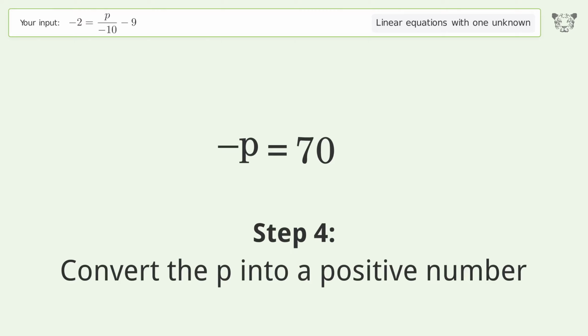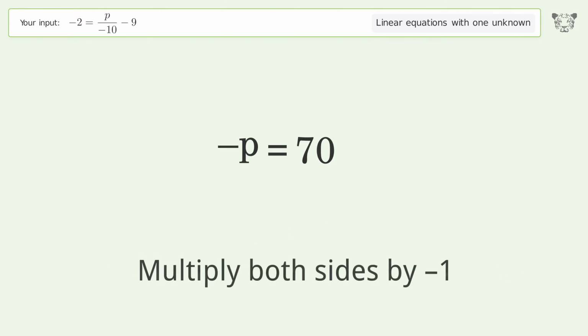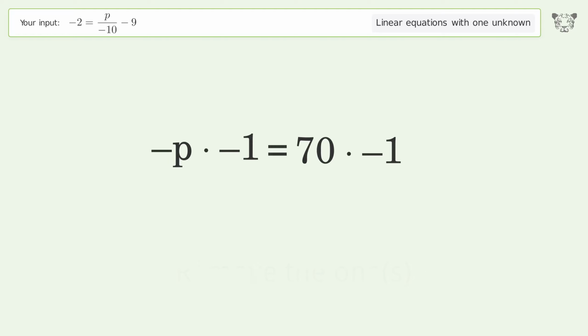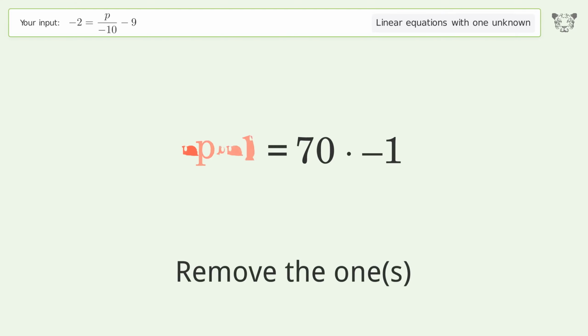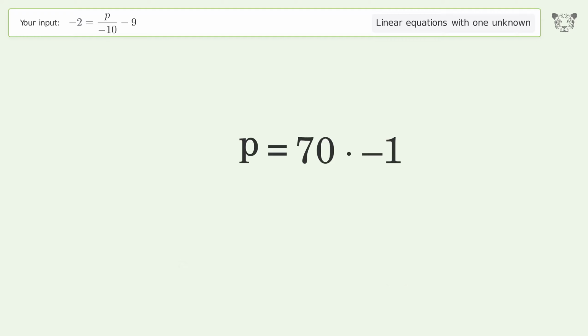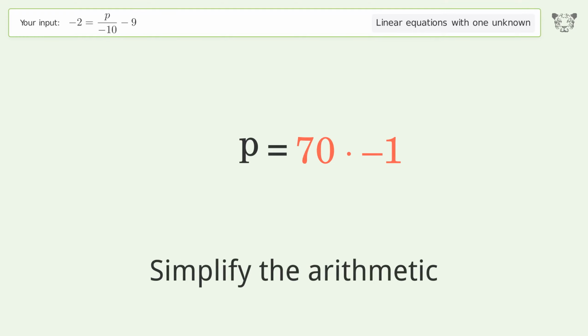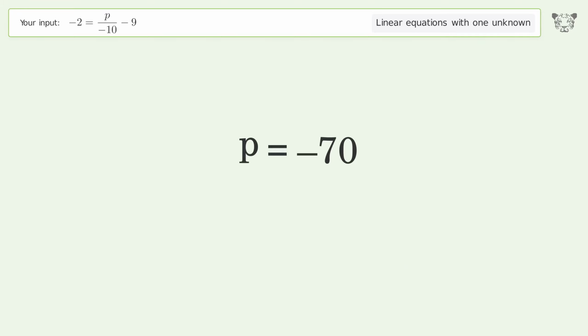Convert the p into a positive number. Multiply both sides by -1. Remove the ones. Simplify the arithmetic. And so the final result is p equals -70.